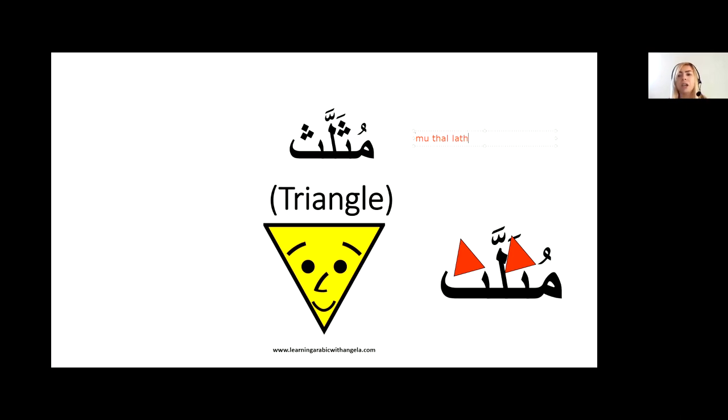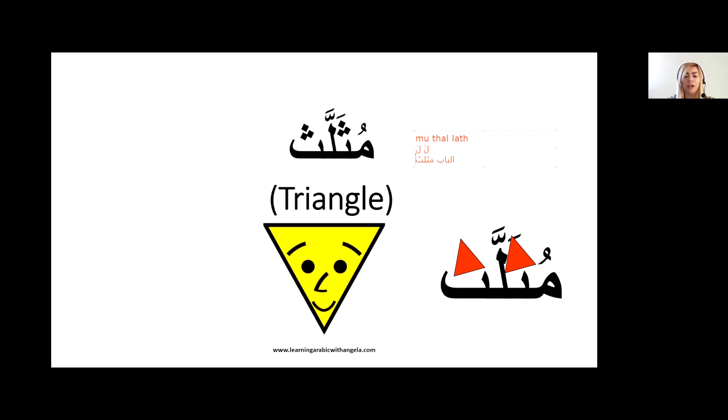مثلث, because we have the gemination over the lam, so that will mean a lam with sukun and a lam with fatha. مثلث. And that could mean a triangle or could mean triangular. So we could use it as a noun or as an adjective. For example, let's pretend I have somehow a triangular door. الباب مثلث. So the door is triangular, literally.